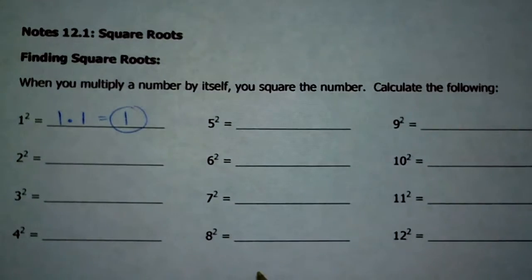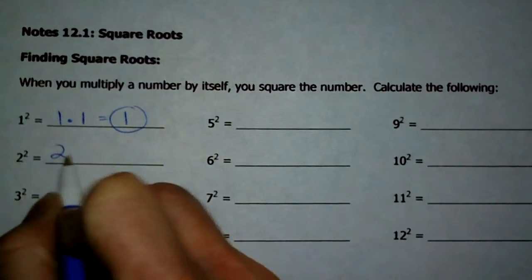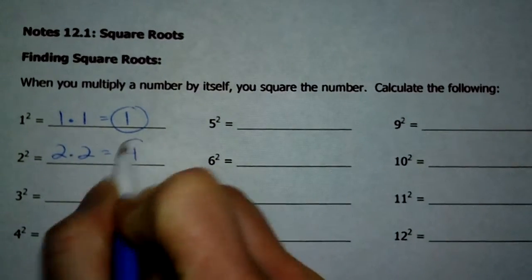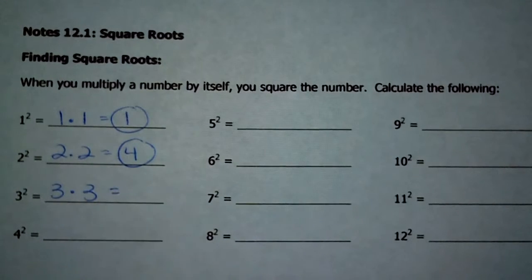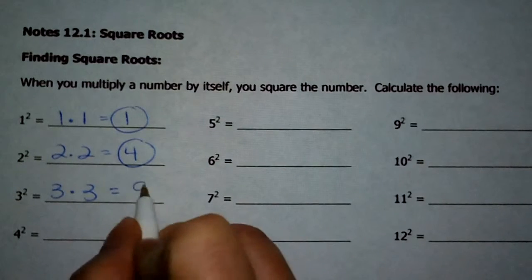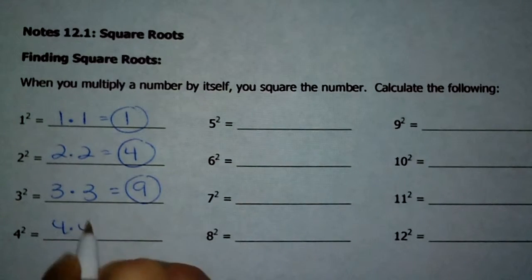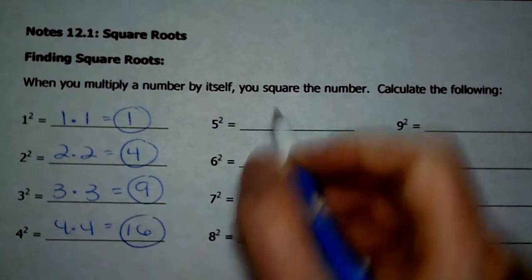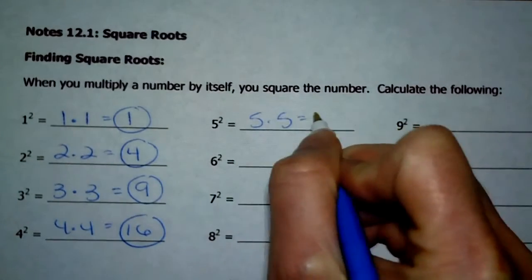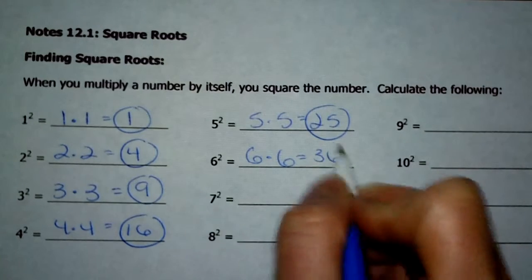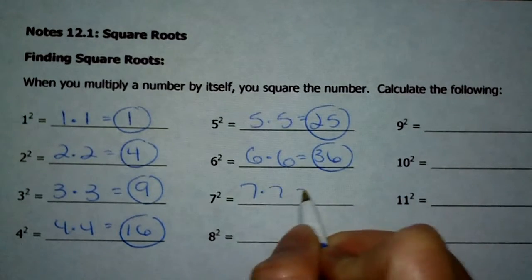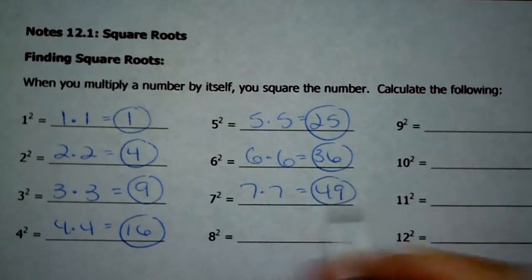And circle that answer. And 2 squared, yes, it means 2 times 2, which is 4. 3 squared doesn't mean 3 times 2. It means 3 times 3, which is 9. So go ahead and write out your multiplication problem with your answer. I'll continue writing mine. Circle those answers so they're easy to find. And there is a reason I'm having you do this, I promise.